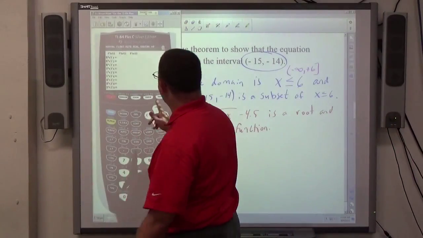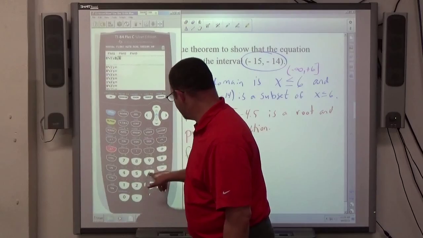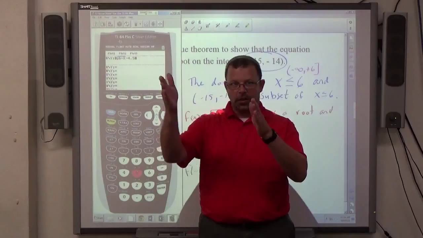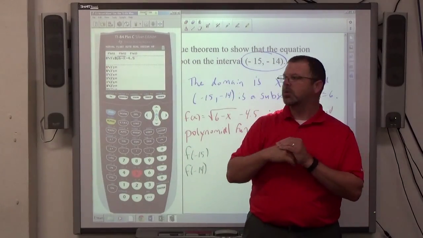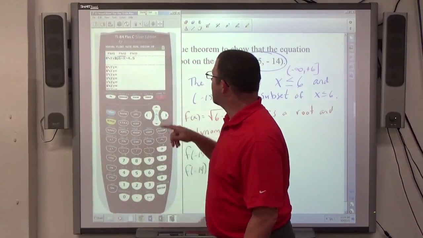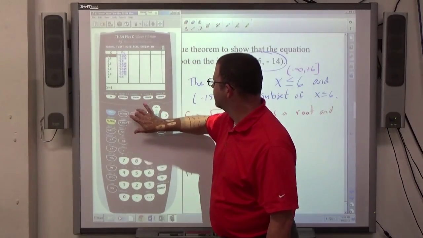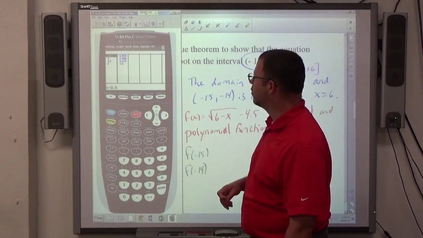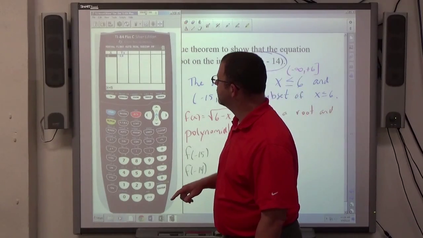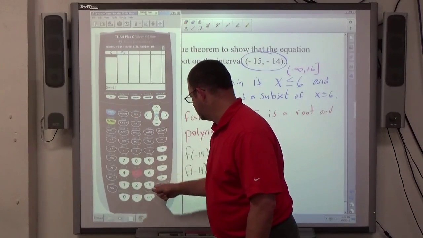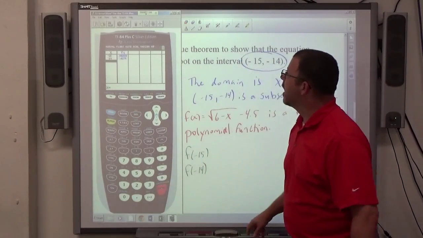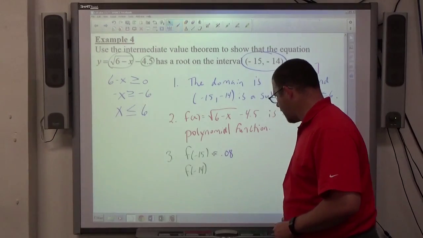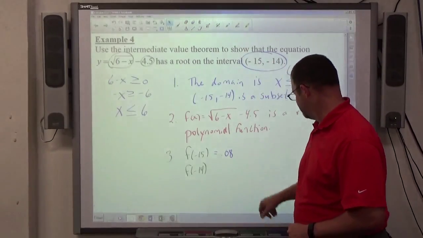Go to y equals. My function was the square root of 6 minus x minus 4.5. Always make sure that you got the square root, hit to the right to get out of the radical. Make sure you type the thing in right. If I just type in my calculator the function, and I type in these numbers, negative 15 and negative 14, it'll evaluate it at those two numbers. And we get positive 0.08 and negative 0.03.